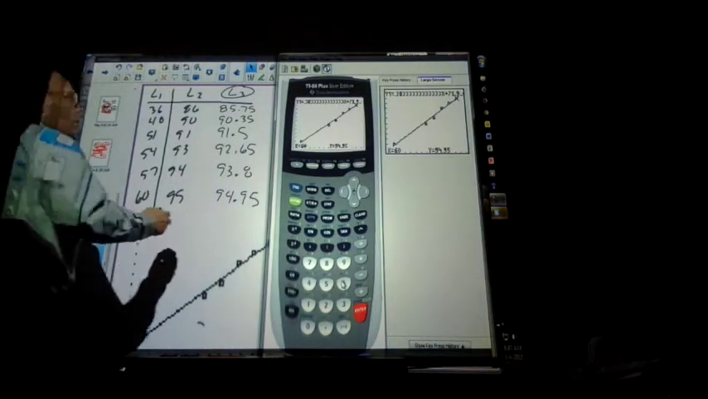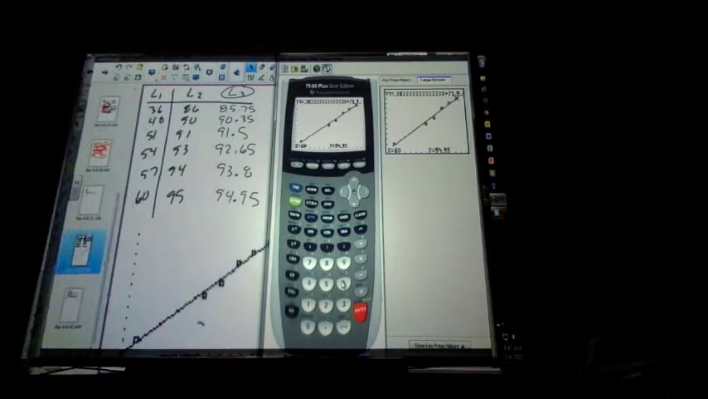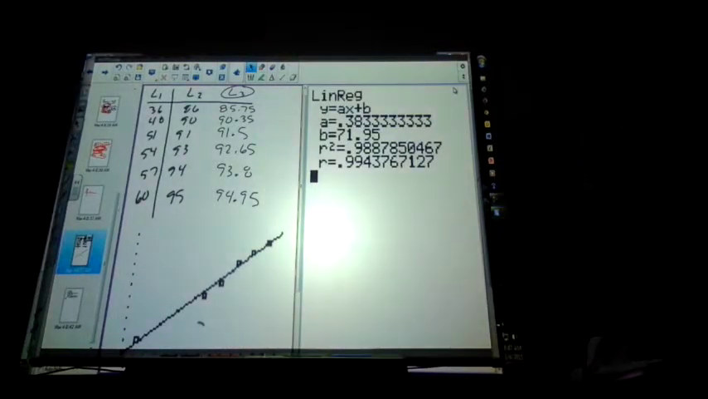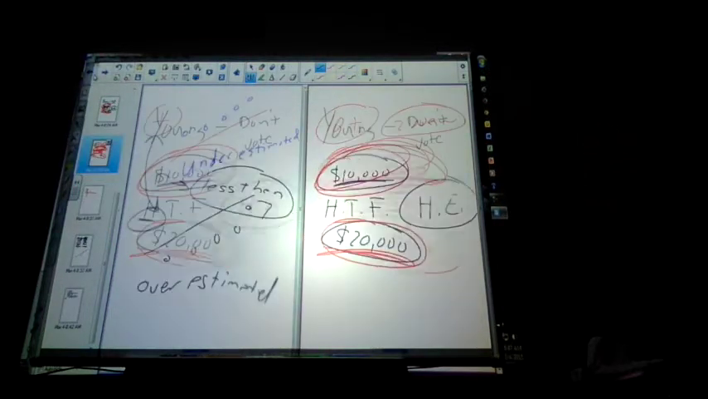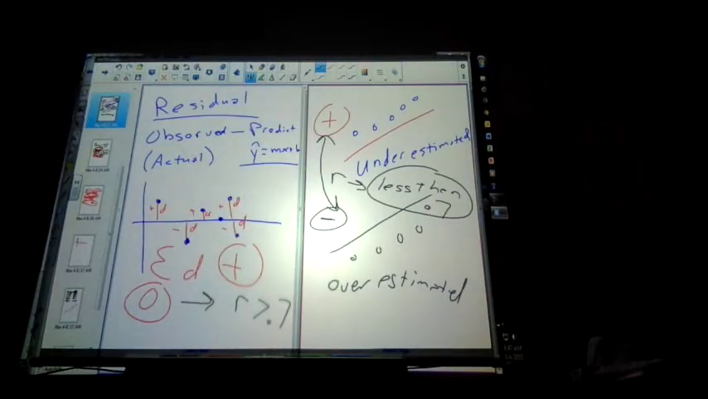Okay. So what are some things that I know about each of those pieces of data? They're not that far off. Remember, I went back to the slide here: observed minus predicted. So this is the actual versus what our linear equation says. Our observed is from our table. Our predicted is when we plug it in.